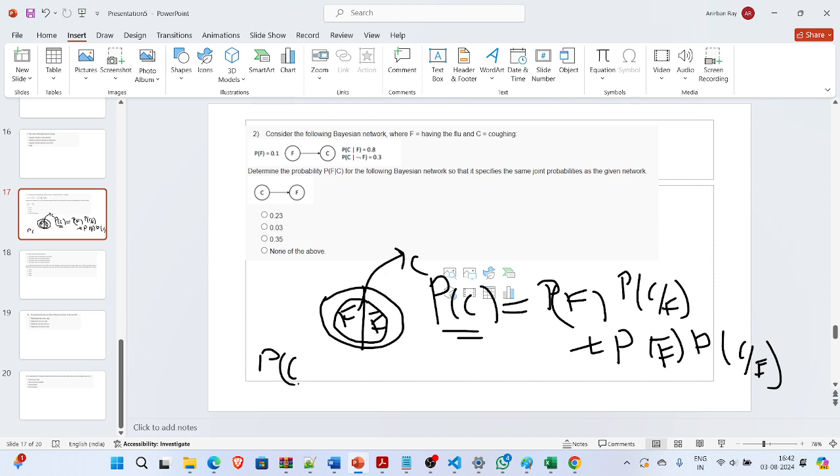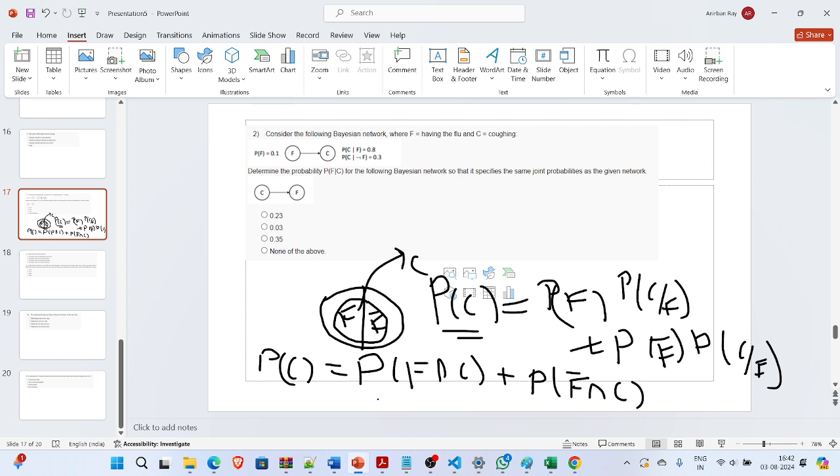So PC is given as P of F intersection C, and this is defined as the sum of the two areas. This is F intersection C. From set theory you understand that, and this is F bar intersection C.